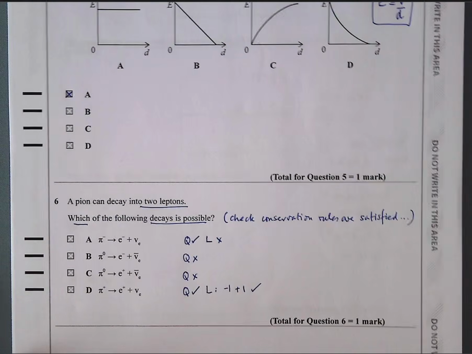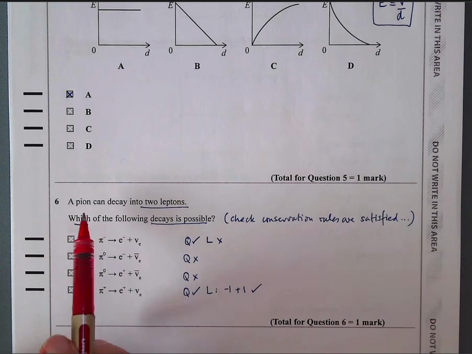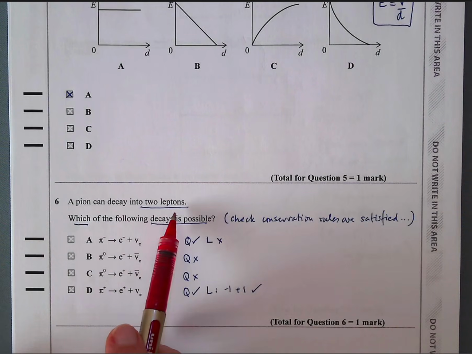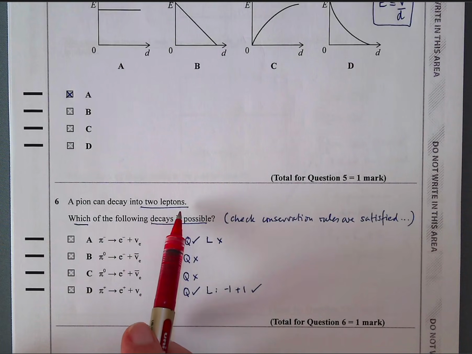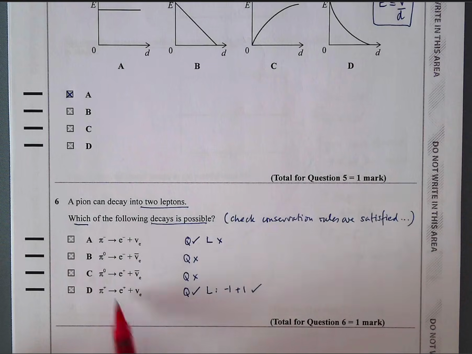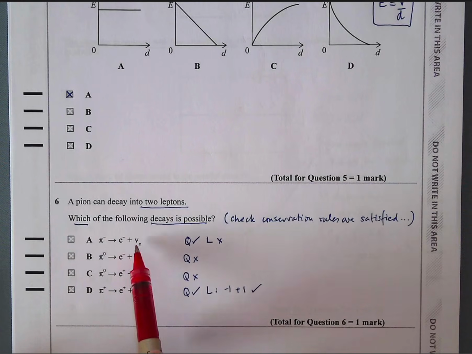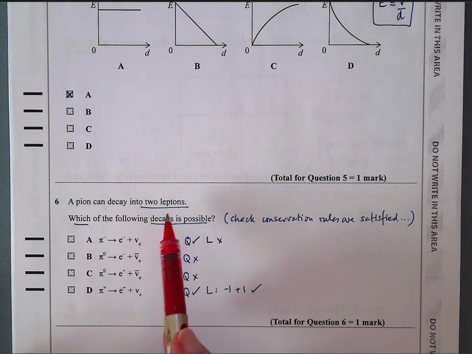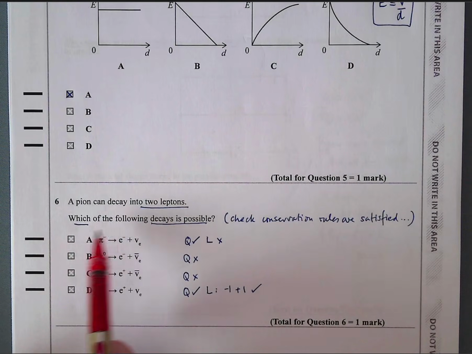Now, the next question is about a pion. A pion can decay into two leptons. So you need to know what a lepton is. All the answers give leptons: electrons, positrons, neutrinos and antineutrinos are shown. All of these are leptons. Lepton means light particles, as opposed to heavy particles, which are made of quarks.